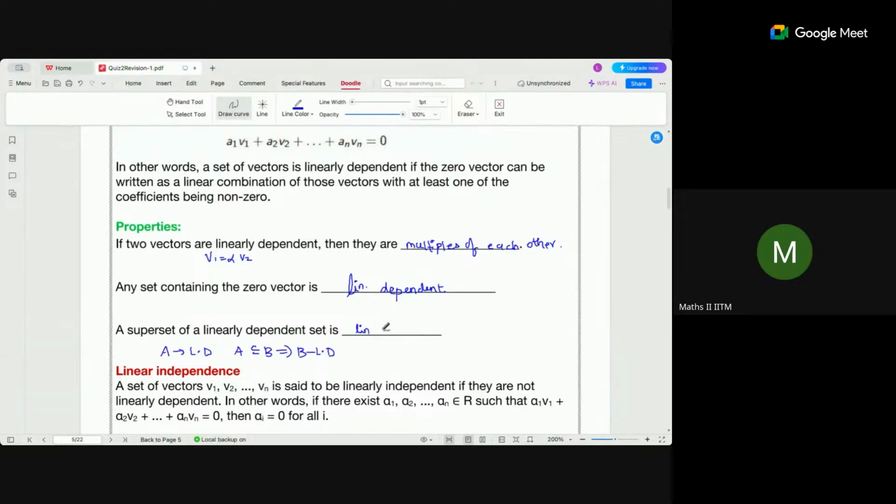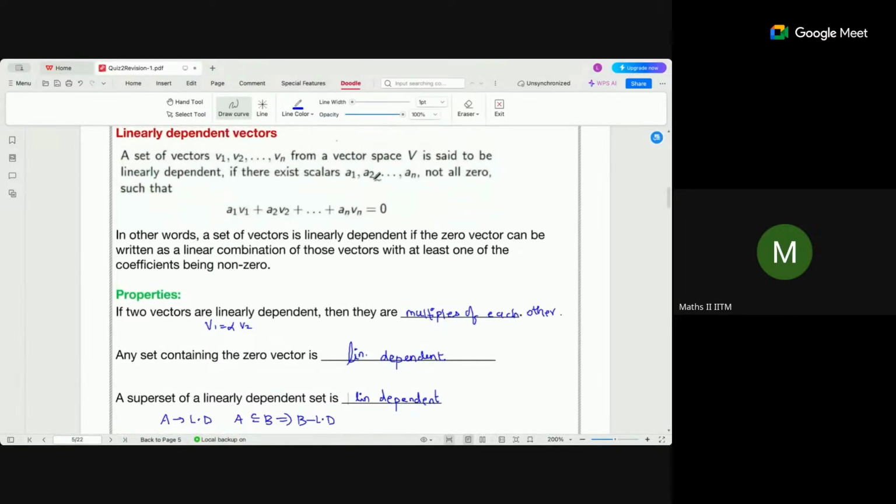Okay. So what is the exact definition, if you want to see? If we are able to find some scalars, at least one of them non-zero, such that a1 v1 plus a2 v2 plus etc. plus an vn equals 0, then we call this set of vectors linearly dependent. So at least one of the coefficients must be non-zero.